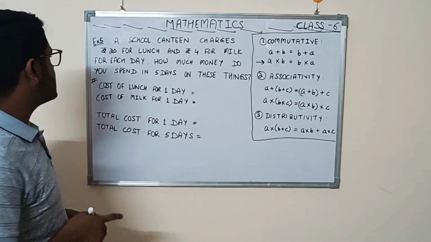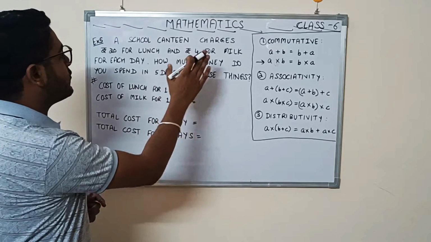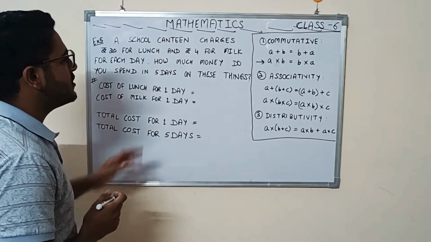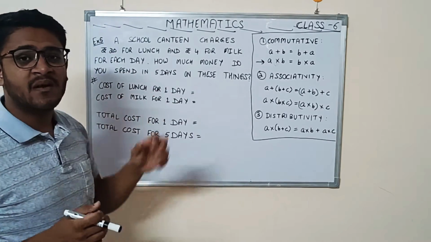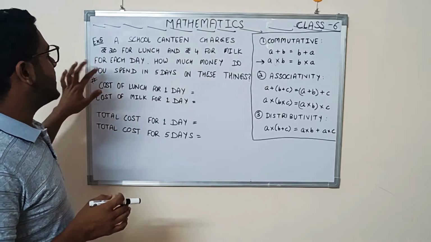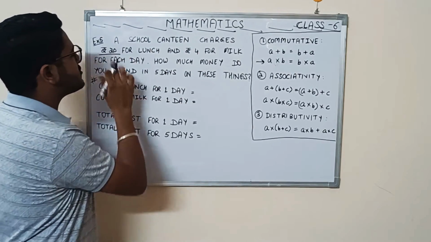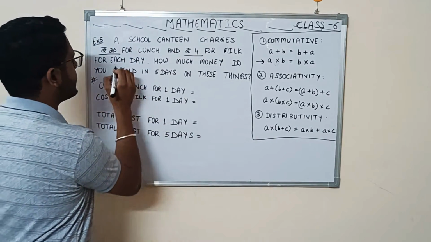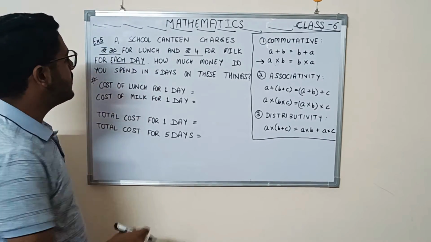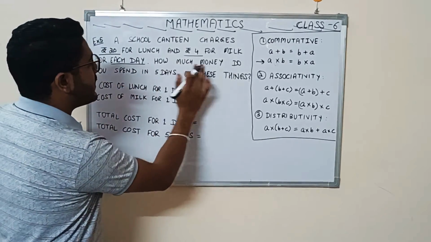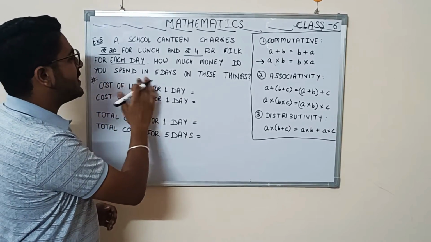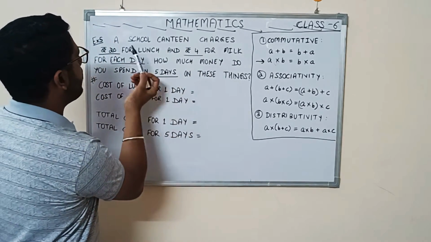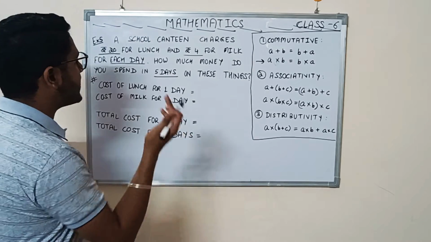A school canteen charges ₹20 for lunch and ₹4 for milk for each day, right? Then how much money do you spend in 5 days on these things? Now what the statement is saying, there is a school canteen which charges rupees 20 for lunch and rupees 4 for milk, right? For one day, right? Then they want us to calculate how much money we are going to spend in 5 days on these things. On these things means on lunch and milk, right? So let's start with the solution.